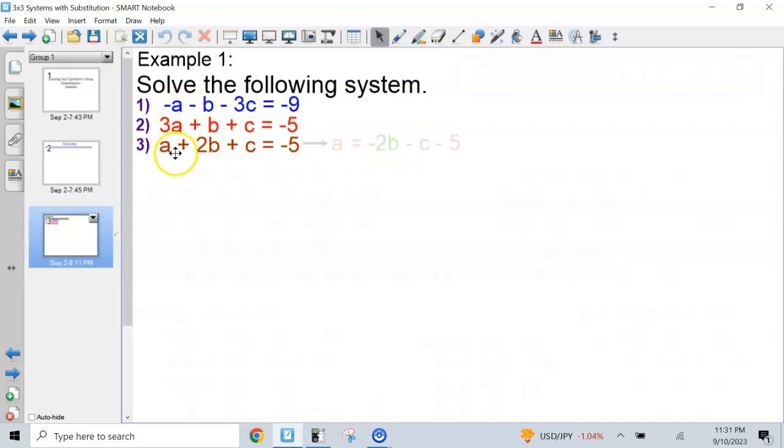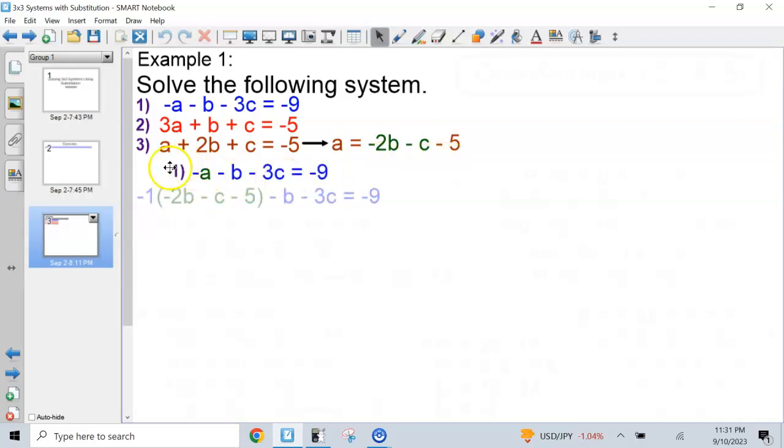For my third equation, to get A by itself, I'm going to subtract 2B and the C, to get A equals negative 2B minus C minus 5. I'll plug this A value into the A for equation 1 and equation 2. So I do equation 1 first. Here's equation 1. I put A in green. I'm going to just plug in this negative 2B minus C minus 5.